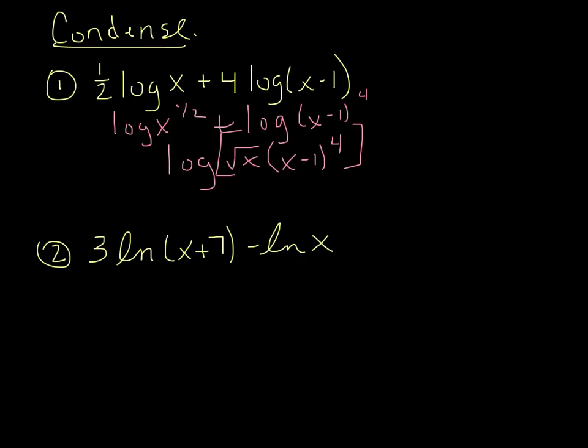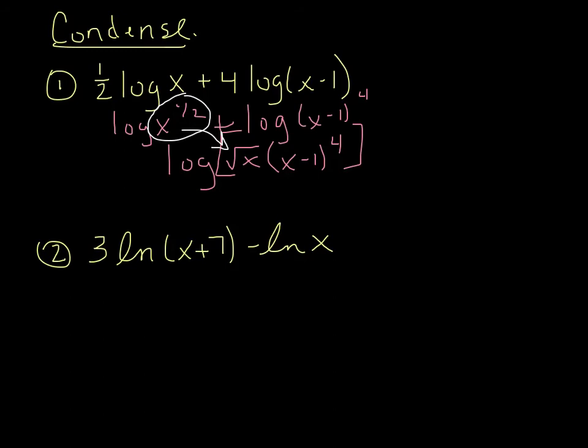Okay? So kind of doing two things at once here, using our product rule for logarithms. The sum of a log is the same as the log of the products, and then also remembering that x to the 1/2 is really the square root of x. Okay? If we look at example number 2, 3 natural log of x plus 7 minus natural log of x.